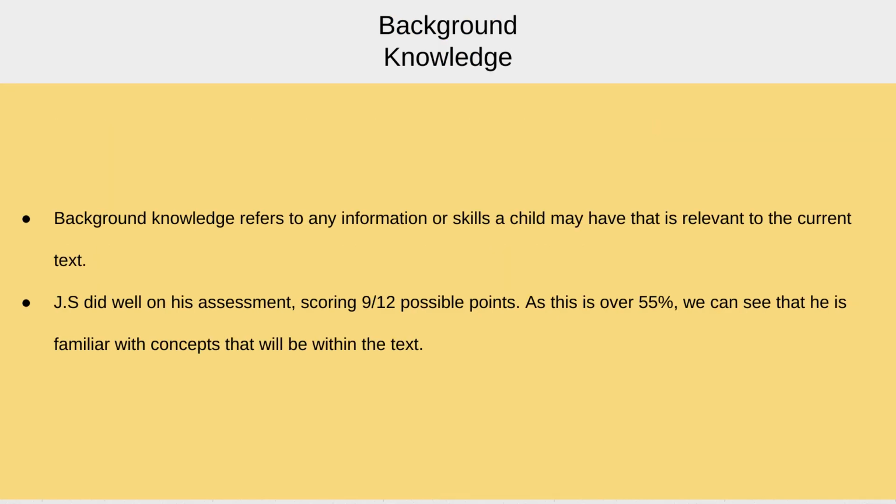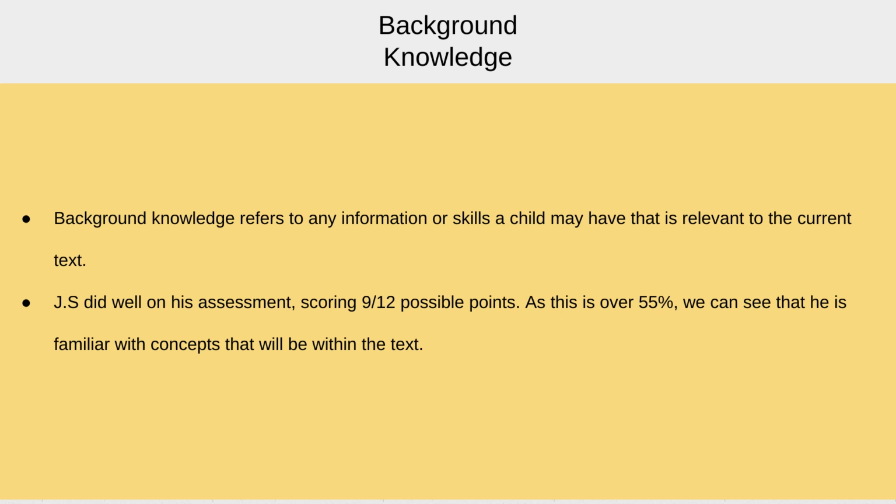Now, after that, we introduce the text and we assess the child on their background knowledge of the text. Now, the background assessment for this text was basically based on concepts that would be introduced in the text. It wasn't necessarily about a complete formulation of knowledge, but what kind of vocabulary may be important, and would the student have any idea of what that vocabulary means. Background knowledge refers to any information or skills that a child may have that is relevant to the current text.